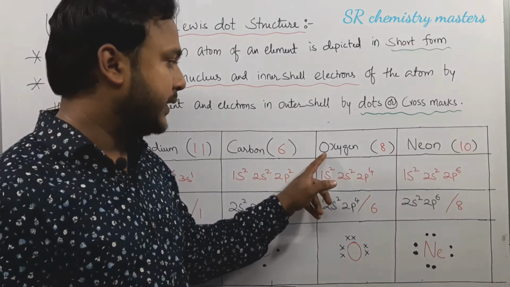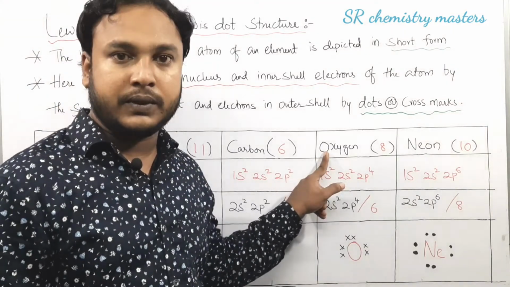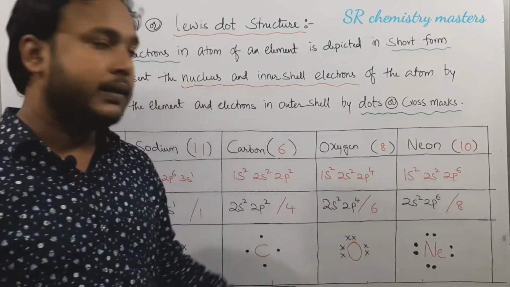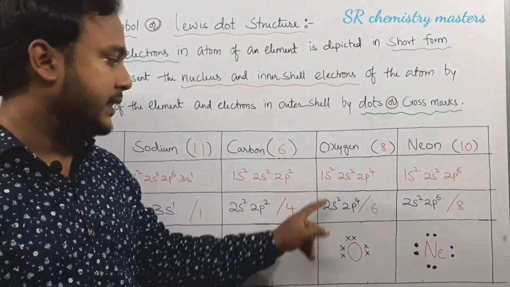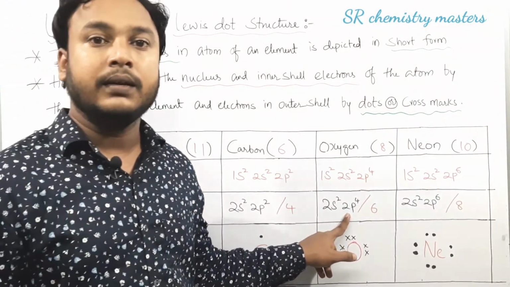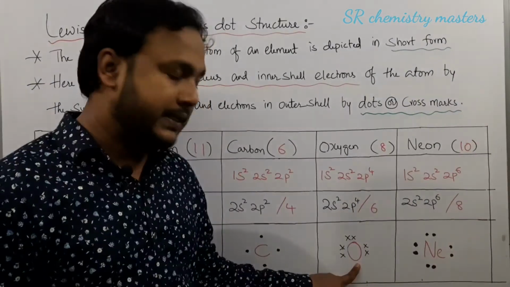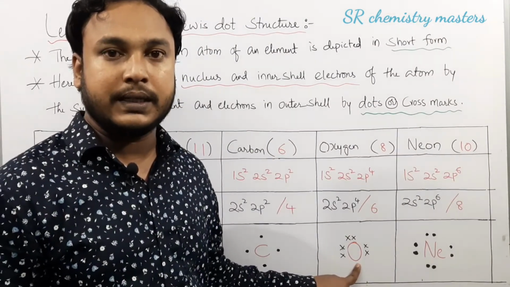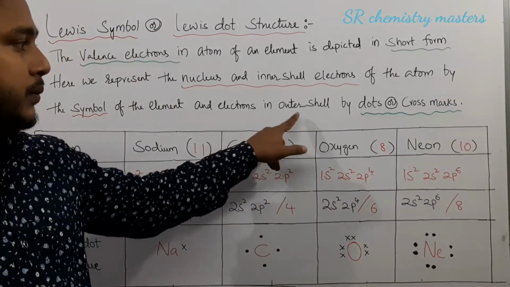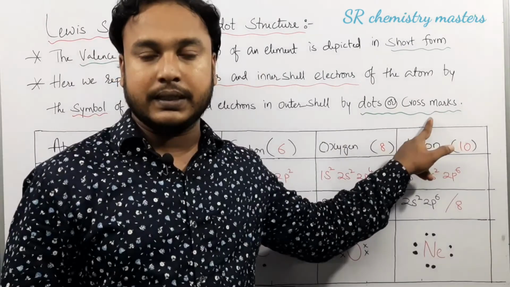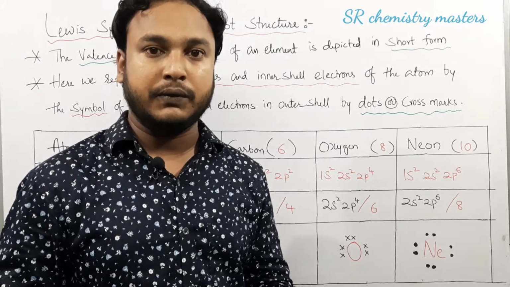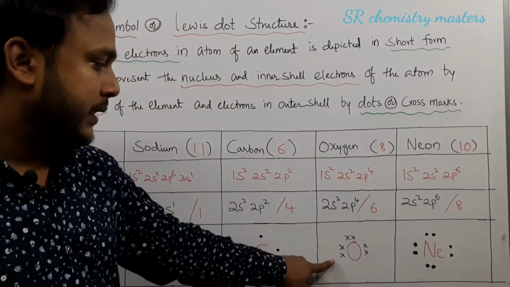In the third example, we take the oxygen atom. As you know, the atomic number of oxygen is 8. The electronic configuration is 1s2, 2s2, 2p4. Here the outer shell electronic configuration of oxygen is 2s2, 2p4. The total number of valence electrons in oxygen is 6. Those 6 electrons are represented around the symbol of oxygen in cross form. As we said, we represent the electrons in the outermost shell either by dots or by cross marks. In a Lewis dot structure, you can represent the valence electrons in the form of dots or in the form of cross marks. Here we have taken cross marks.